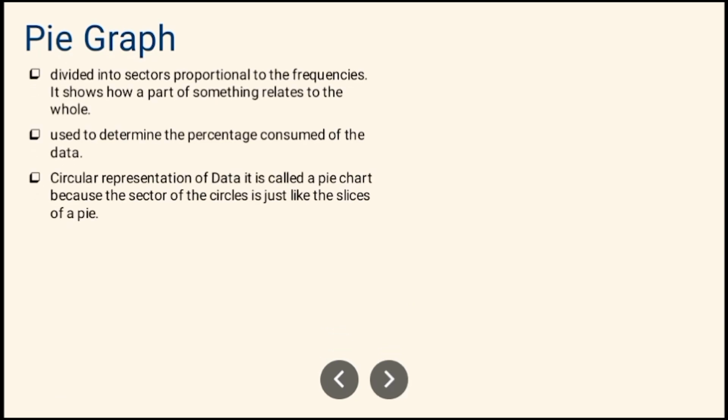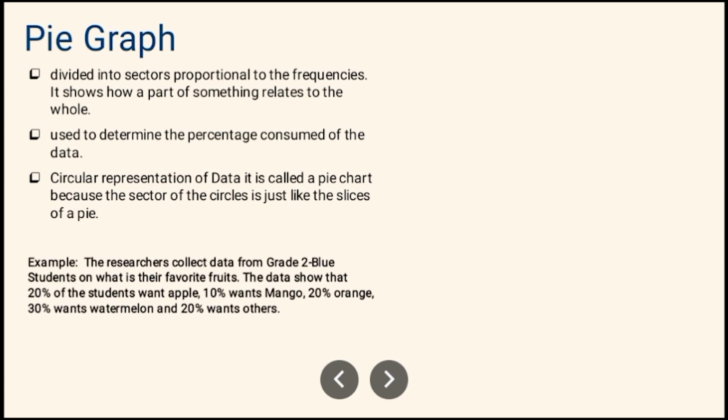So lastly, the pie graph. What do we mean by pie graph? A pie graph is divided into sectors proportional to the frequencies and it shows how a part of something relates to the whole. It is also used to determine the percentage consumed of the data. This circular representation of data is also called a pie chart because the sectors of the circle are just like the slices of a pie.